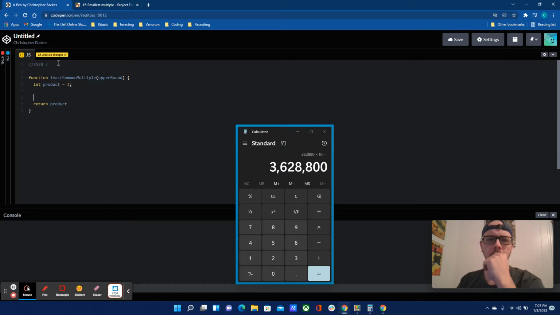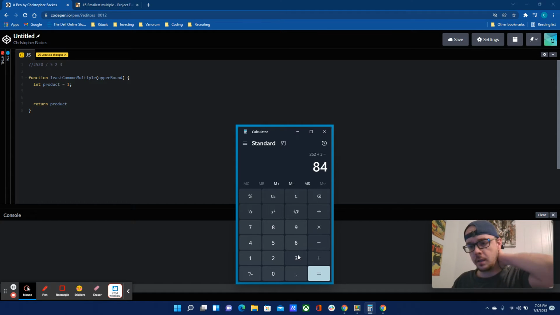2,520, let's see, you would get 10 that splits up into 5, 2. That gives you 252. That is divisible by 3. 252 divided by 3 leaves you with 84. That's divisible by 3 again, so 3, and that's obviously divisible by 7.